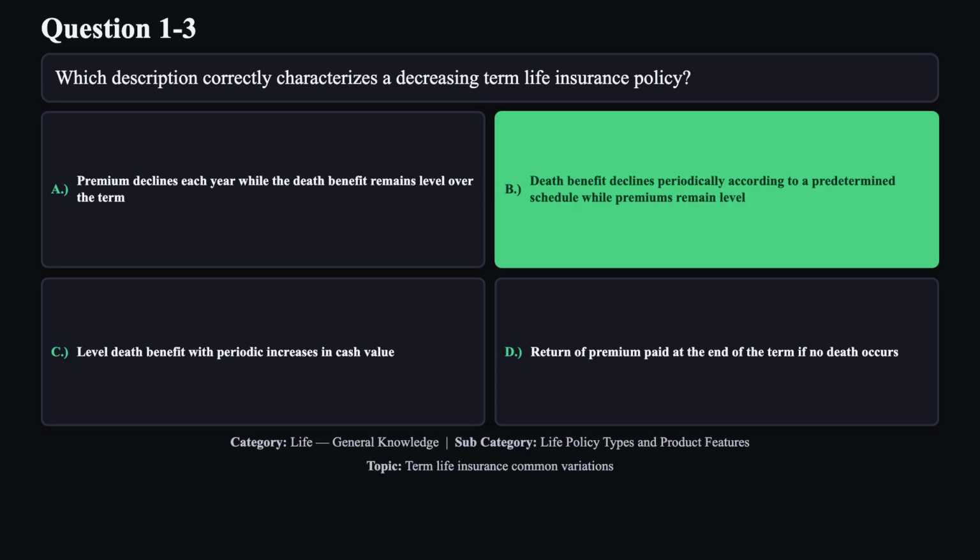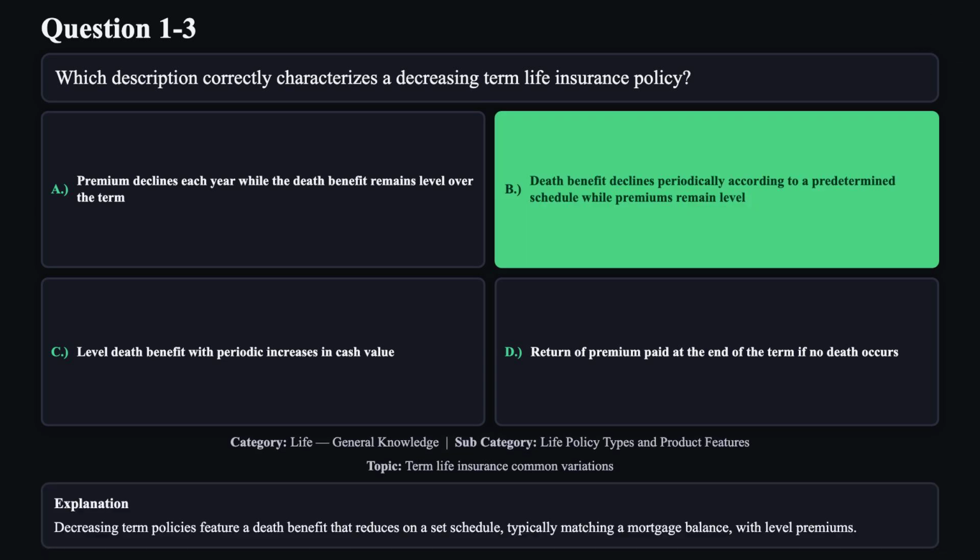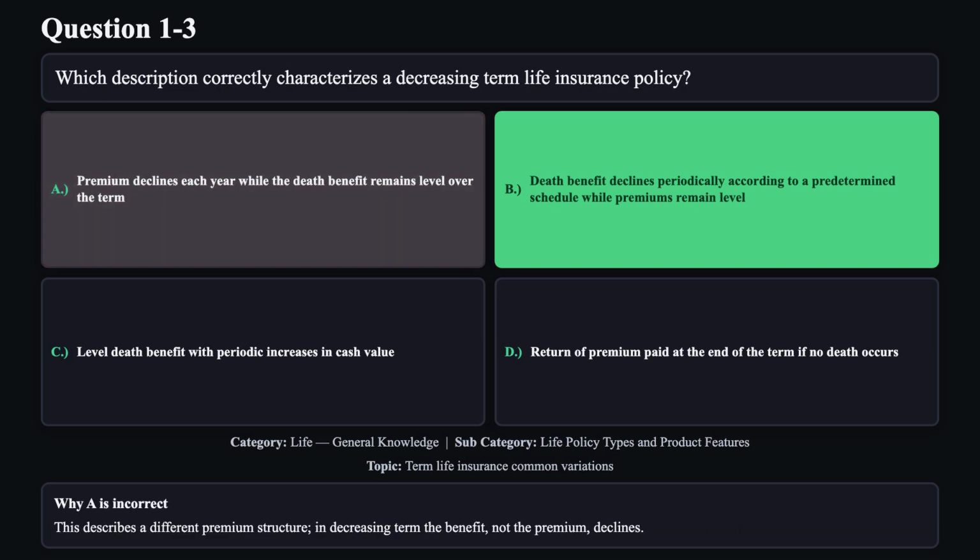The correct answer is B. Decreasing term policies feature a death benefit that reduces on a set schedule, typically matching a mortgage balance with level premiums. Reason A is not correct. This describes a different premium structure. In decreasing term, the benefit, not the premium, declines.